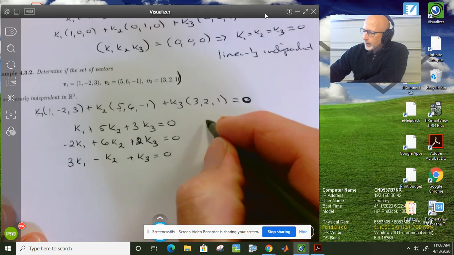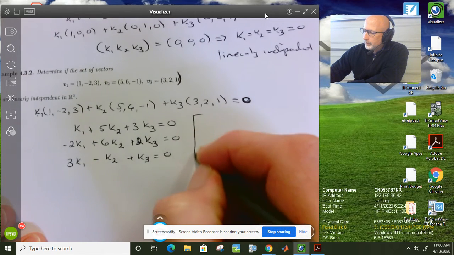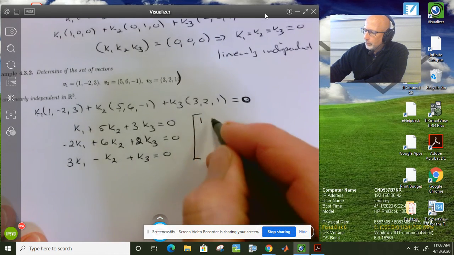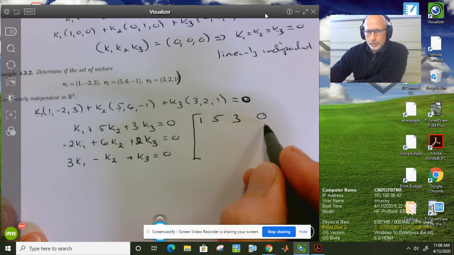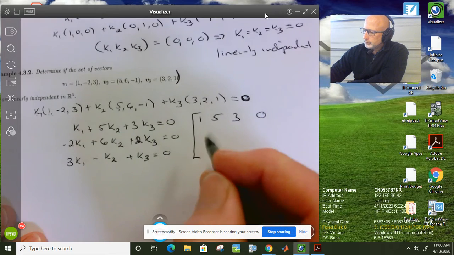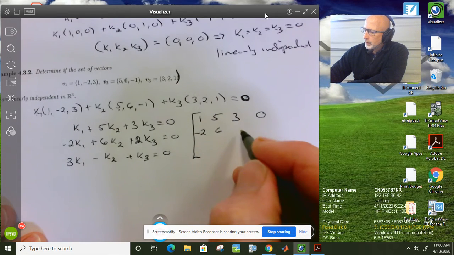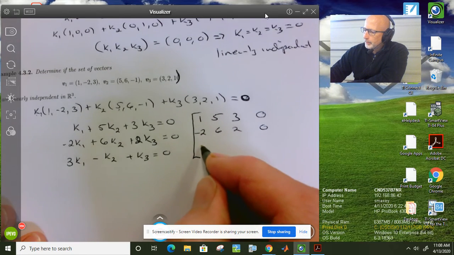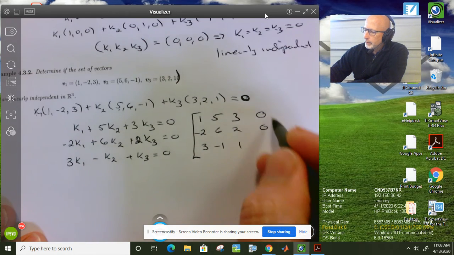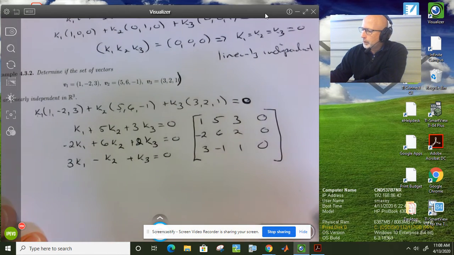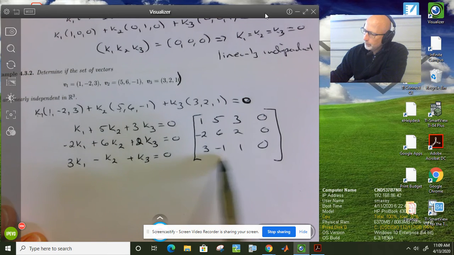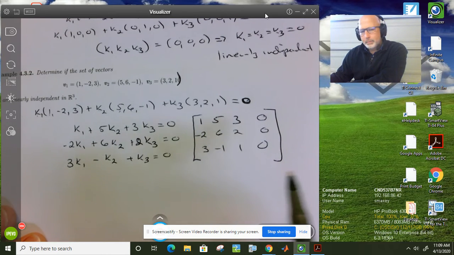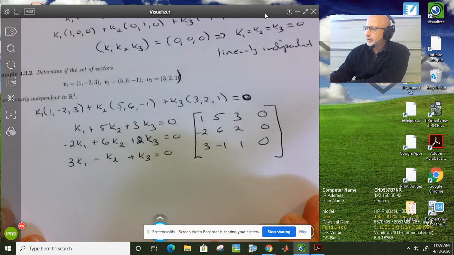So I'm going to simply rewrite this as a matrix system. I'm going to take the coefficient matrix, so 1, 5, 3, and I'm going to augment it with the solution matrix 0, 0, 0. So I have negative 2, 6, 2, 0, and I have 3, negative 1, 1, 0. Just want to go back and double check, make sure I'm doing it okay. I've been making mistakes on this all day, so I just want to make sure I'm doing it fine.